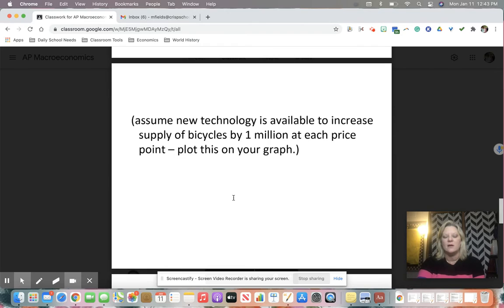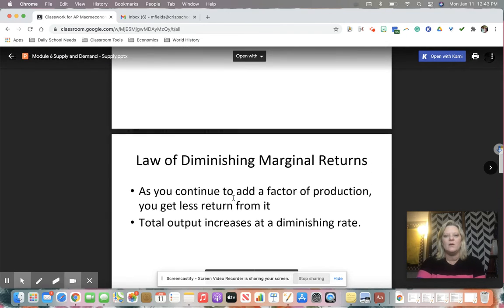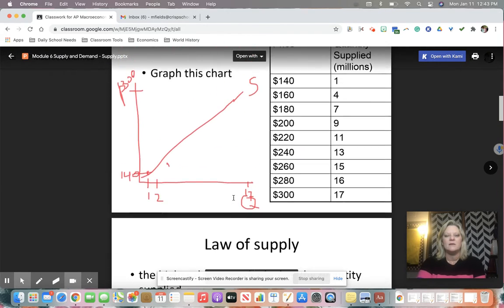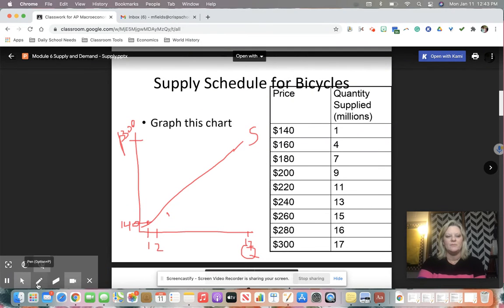So let's go back to our chart where we were looking at the supply schedule. And we're going to assume that there's 1 million more at each price point. So now at $140, there are 2 million bicycles. And at $160, there are 5 million bicycles. And at $180, there are 8 million bicycles, and so forth. So at this point, I want for you to graph on the same graph your new points on your supply curve. So pause now and graph.